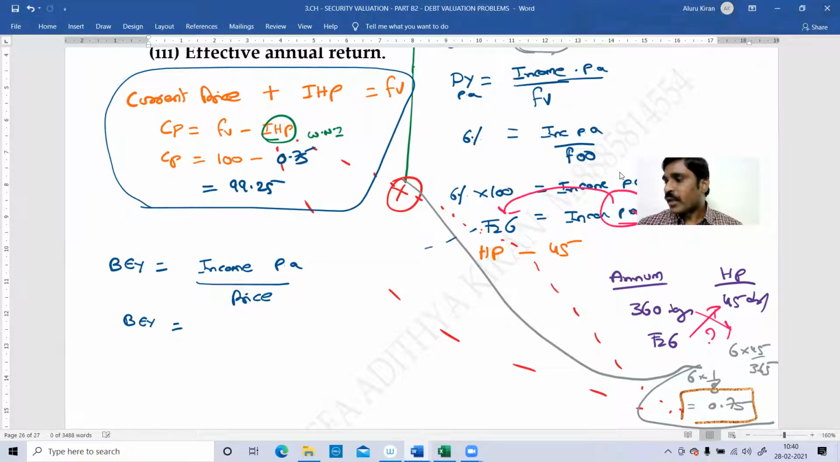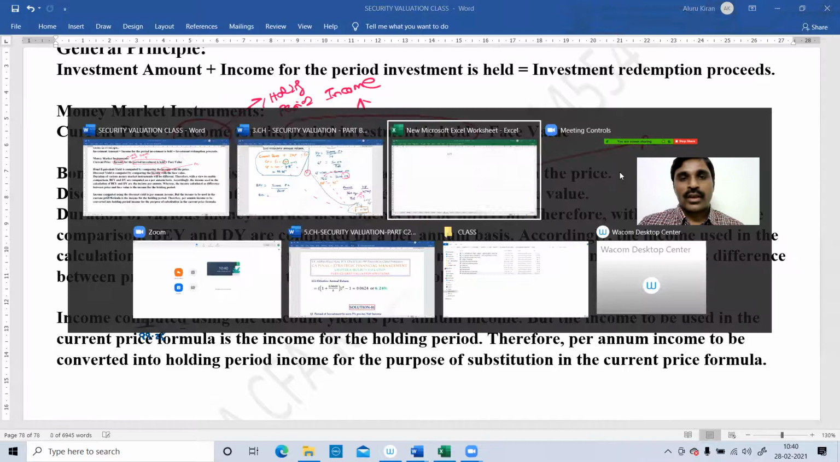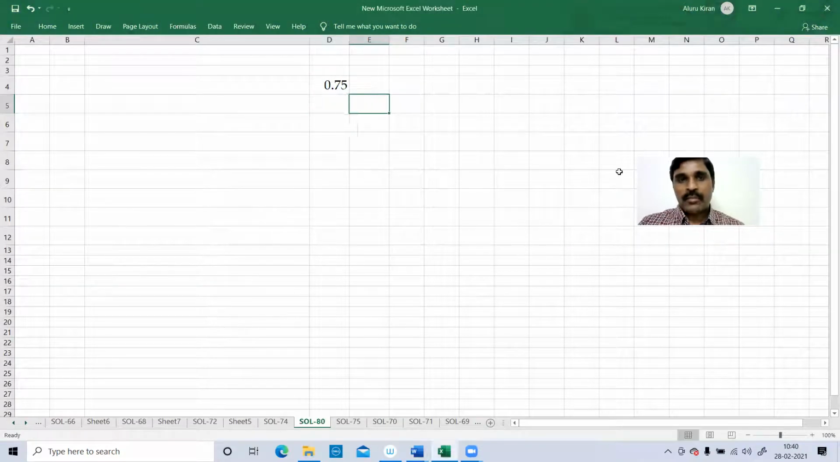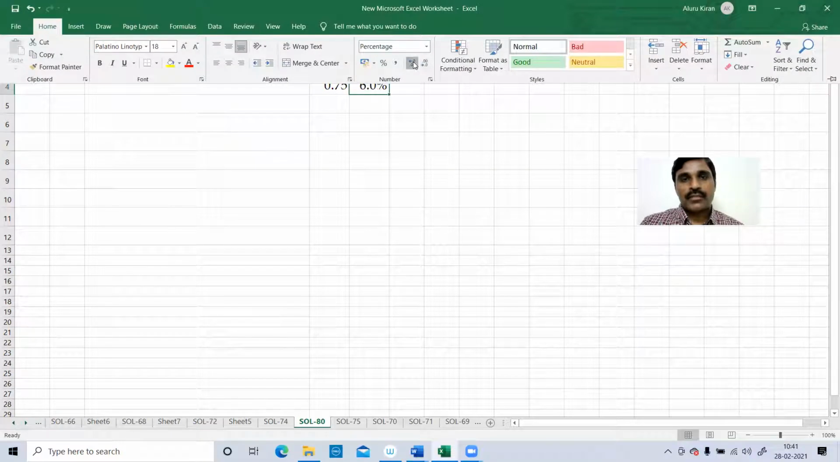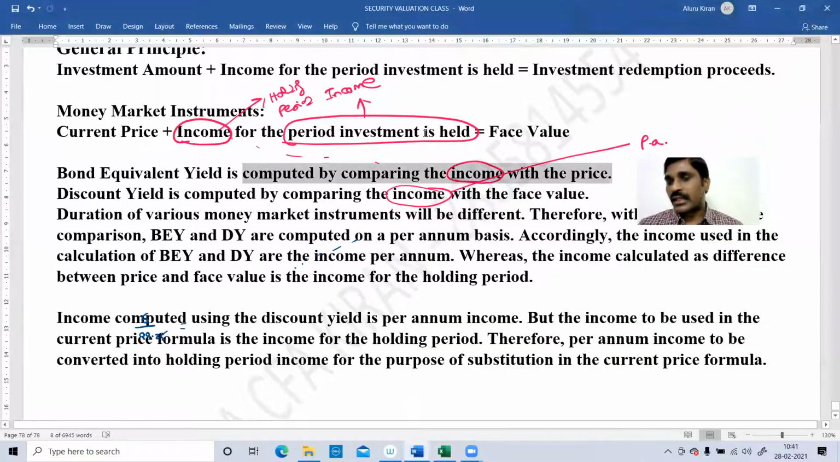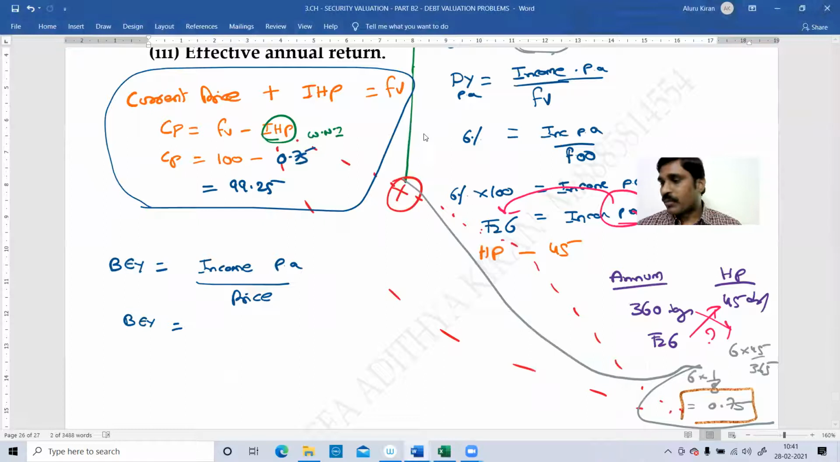Income per annum we already got, it is 6. Price we already got, it is 99.25. Therefore, 6 divided by 99.25. If I put it in percentage terms, it will be 6.05 percent.